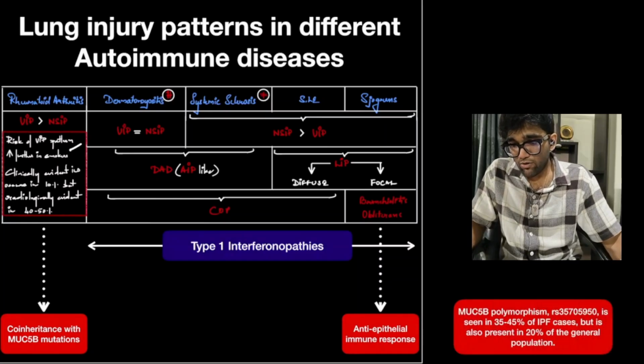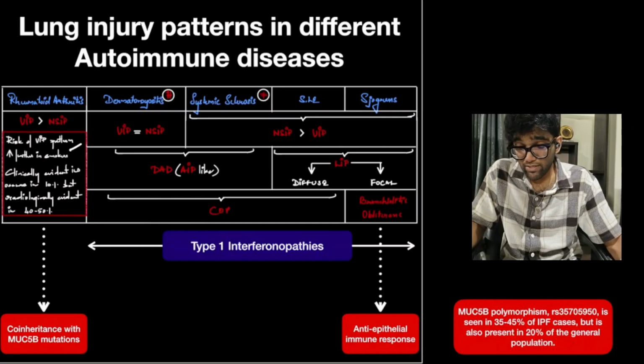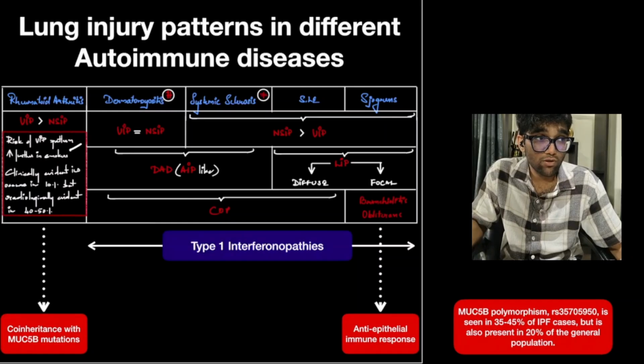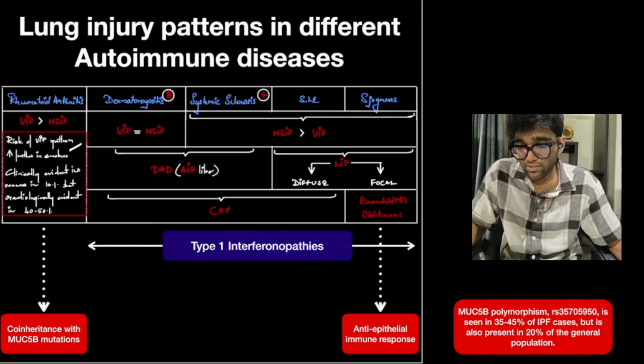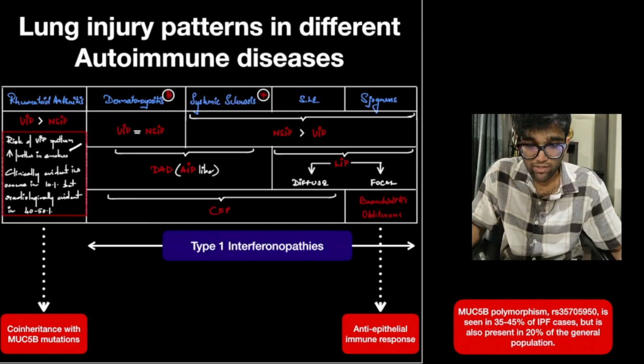Okay, now the mucin 5B polymorphism RS35705950 is seen in around 35 to 45% of all idiopathic pulmonary fibrosis cases, but is also present in the general population. So other genes in those three clusters also have an effect on the risk of developing IPF, or idiopathic pulmonary fibrosis, with the usual interstitial pneumonia pattern.